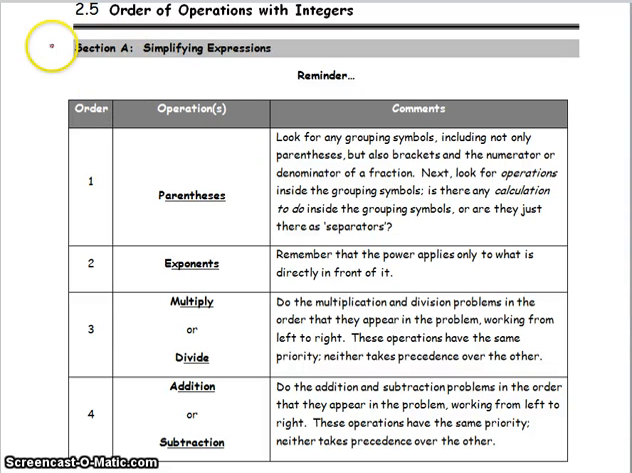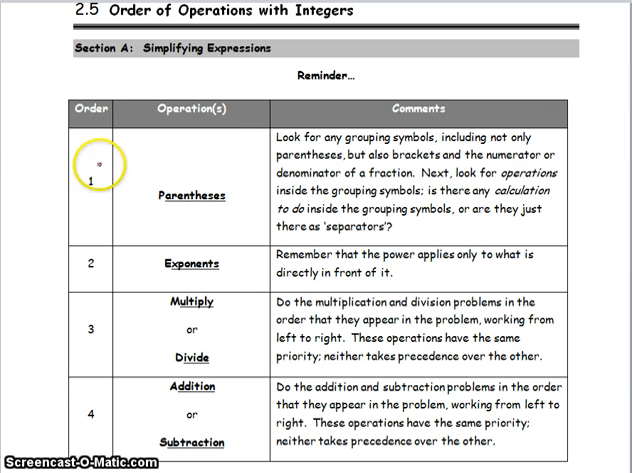Hello class. We'll be working on page 56, section 2.5, order of operations with integers. We're working out of your course pack, so please turn to page 56 so you can copy down what I'm talking to you about today.